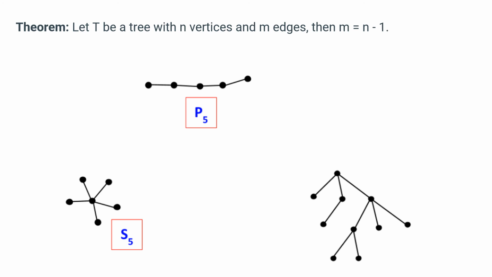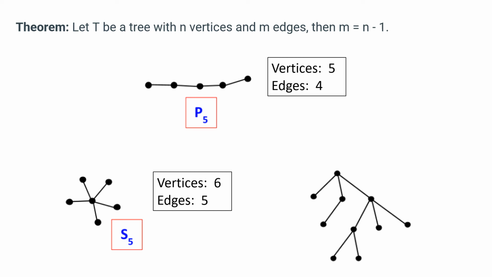We're not going to prove it, but you can look here and see these examples. This first one, the P sub 5, has 5 vertices and only 4 edges. S5 has 6 vertices and only 5 edges. And something like this other one over here, we could count the vertices and edges. There's 10 vertices and only 9 edges. So it looks like it might be true. We haven't proven it, but we're just going to accept that this is true. I don't remember if Zybooks goes over the proof for that or not, but we're just going to take it as truth here.